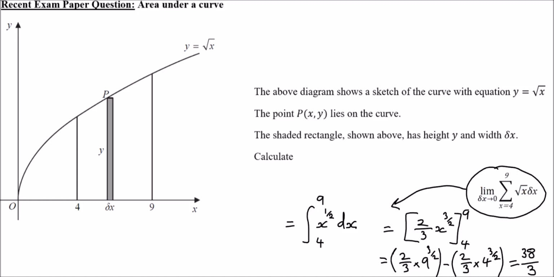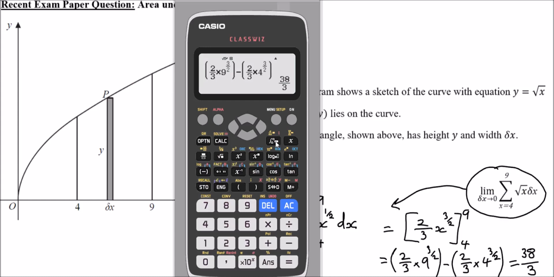That's an integral. I'm going to get my Class Wiz out. I'm going to press this button here. Root x. So you type in square root x. My limits are 9 and 4. So toggle back, put 9, put 4, press equals, 38 over 3. How easy was that? Okay, it might have been 14 seconds or 15 seconds, but you can appreciate once you know the concept, it makes it dead easy.